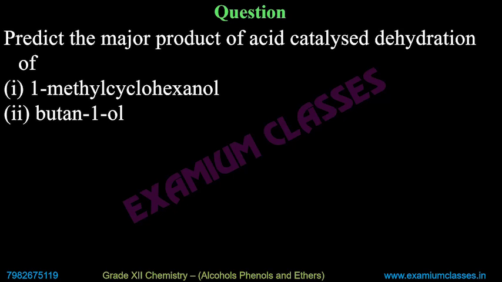First, draw the structure of 1-methyl cyclohexanol and then see what will happen if OH from this carbon and hydrogen from the other carbon is removed. Dehydration means OH and H will go away. But just think about it. What should be the product and what will be the product?